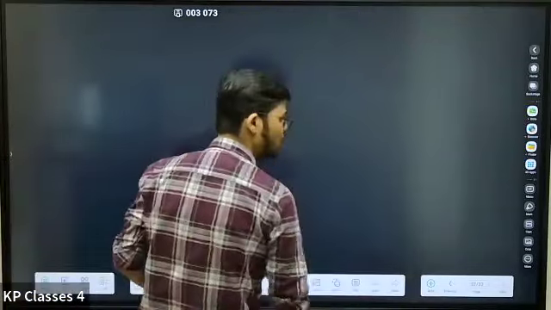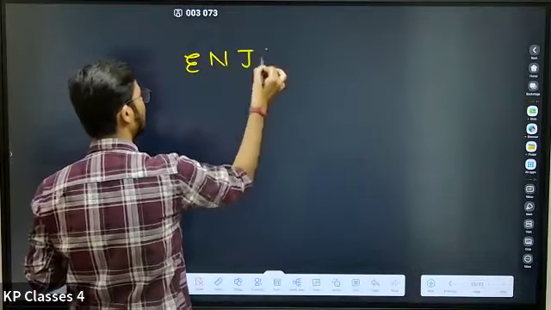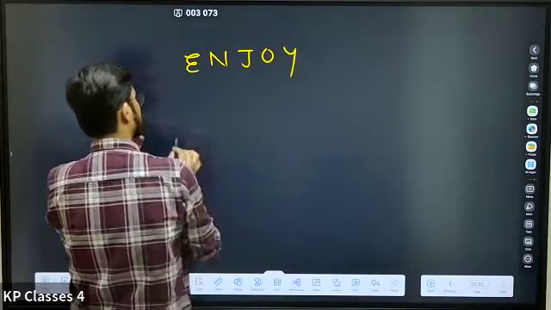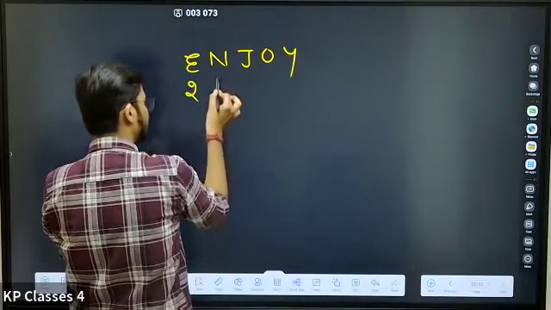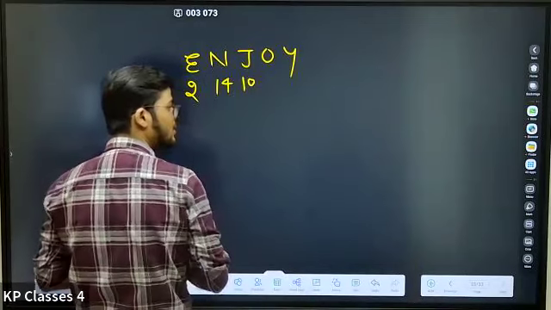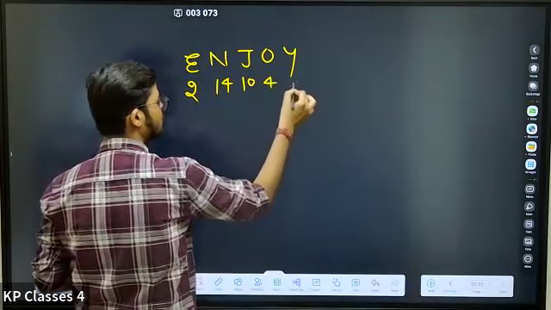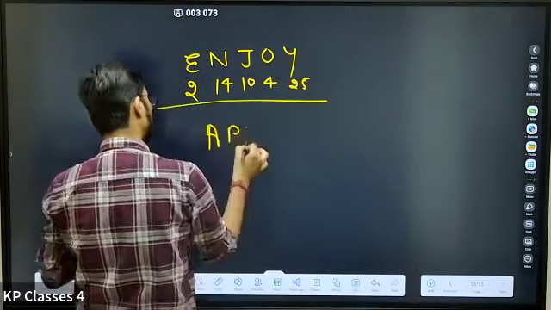This is about coding decoding. What other examples can be there? Now, for an example, I say ENJOY. Try to understand. This is 2. This is 14. This is 10. And then after that, this is 4. And this is 25. Now, in this similar code language, how will Apple be coded?